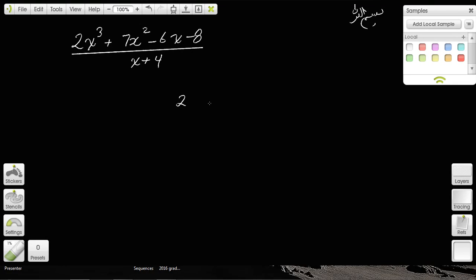So here I'm going to write the coefficients again: 2, 7, negative 6, negative 8. There are no terms missing here, so that's good. But if there were missing terms, you would put those in there. And what goes over here? Yes, very good. It's negative 4 that goes over there. And then you do the long division, or synthetic substitution.